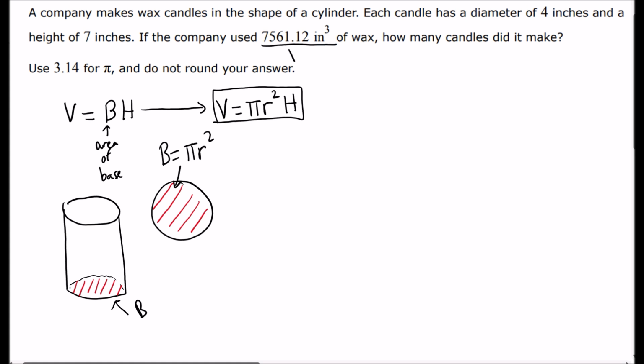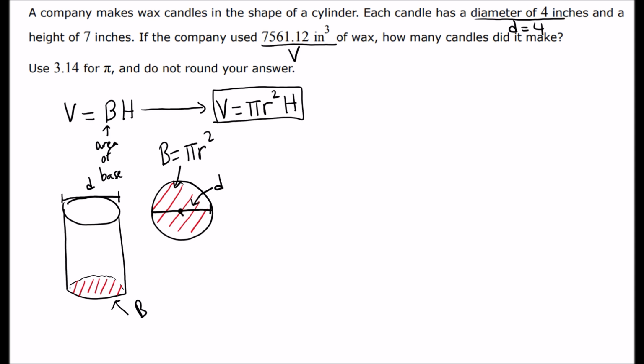All right, so now that we have the formula out of the way, they give us the volume here, in cubic inches of wax, and they ask how many candles did it make. So we're going to calculate the volume for one candle. Now remember, they said that the diameter is 4 inches. The diameter is the distance from end to end going through the center of a circle. In this case, the distance here to here, that's my diameter.